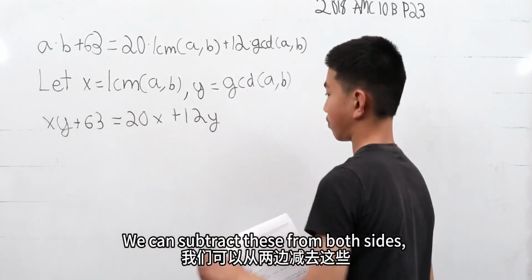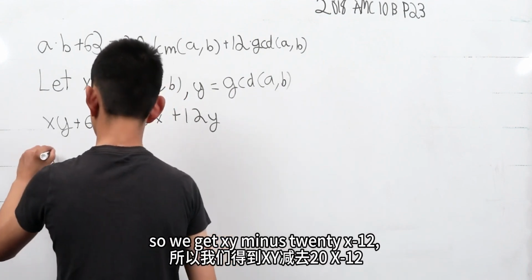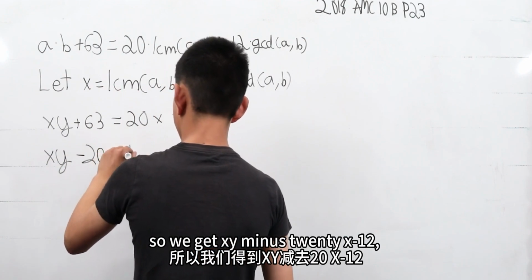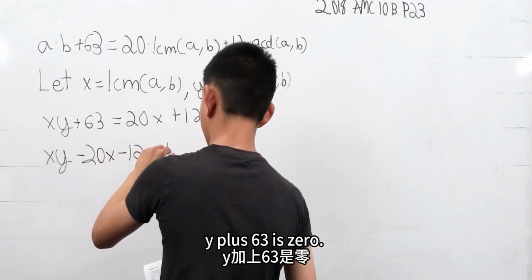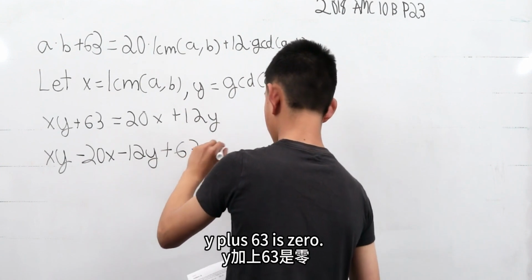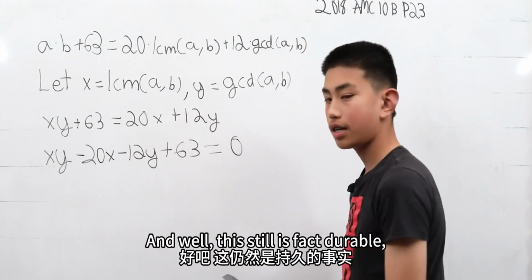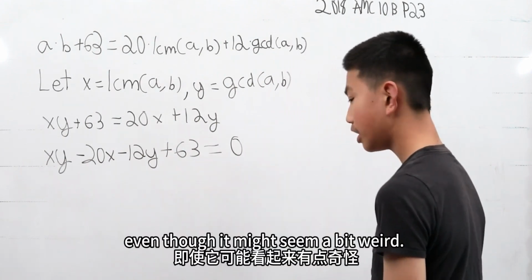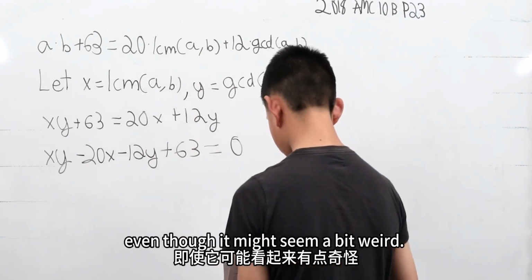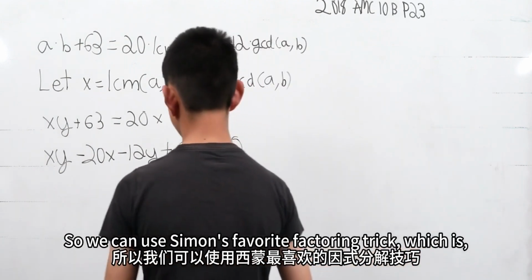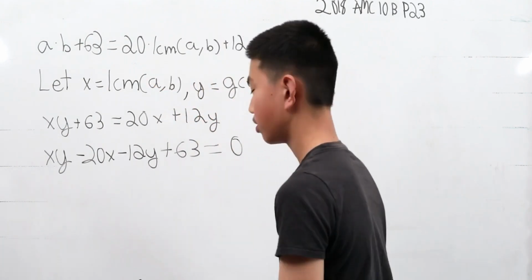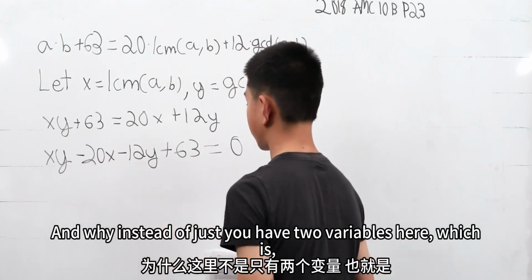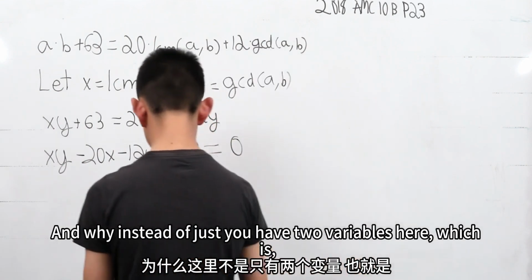And we can subtract these from both sides. So we get xy minus 20x minus 12y plus 63 is 0. And, well, this still is factorable, even though it might seem a bit weird. So we can use Simon's Favorite Factoring Trick, which works in this scenario when you don't have a square, and you have two variables here, which is good.